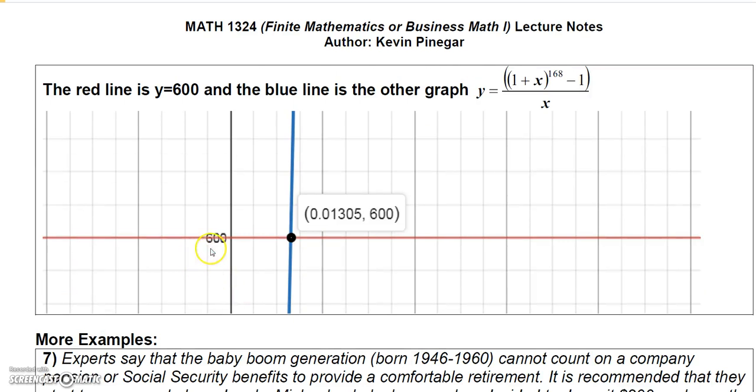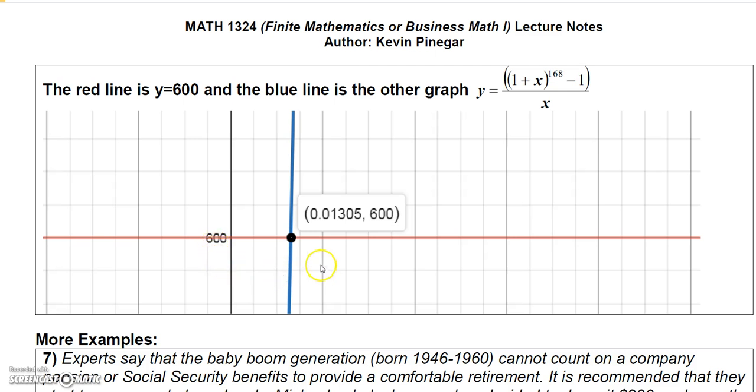When I do that, this is what it's going to look like. This is a close-up view. A couple things you need to know. In order to be able to see the graph of y equals 600, which is the red line here, you have to have your y window containing 600. So I used a y window like 500 to 700, so it would contain 600.